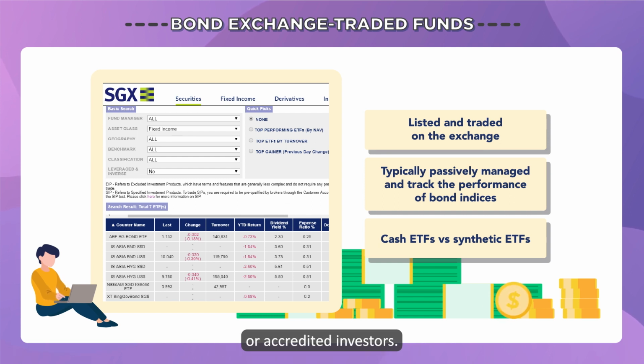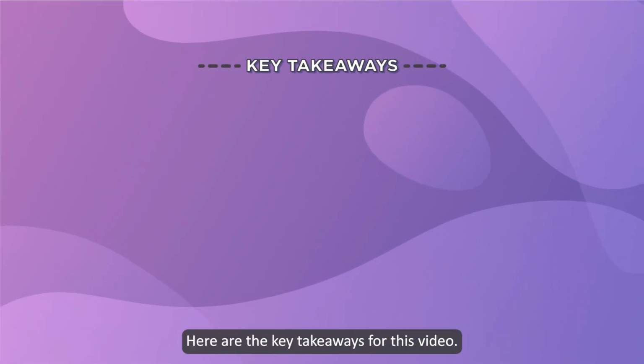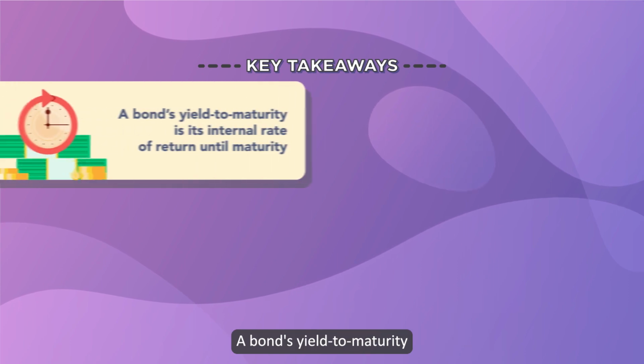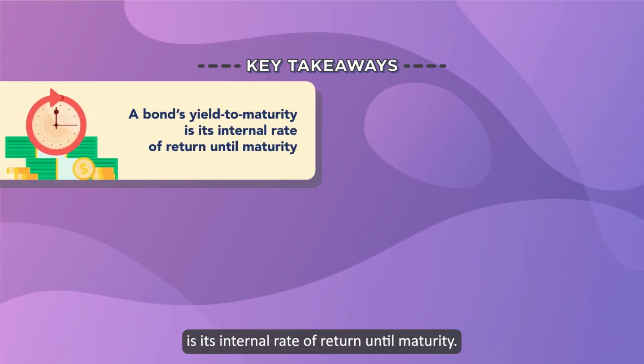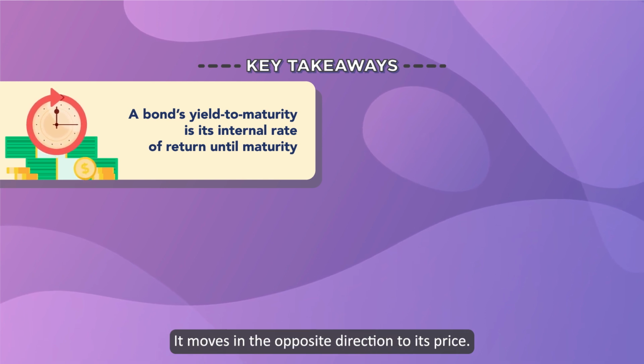Here are the key takeaways for this video. A bond's yield to maturity is its internal rate of return until maturity. It moves in the opposite direction to its price.